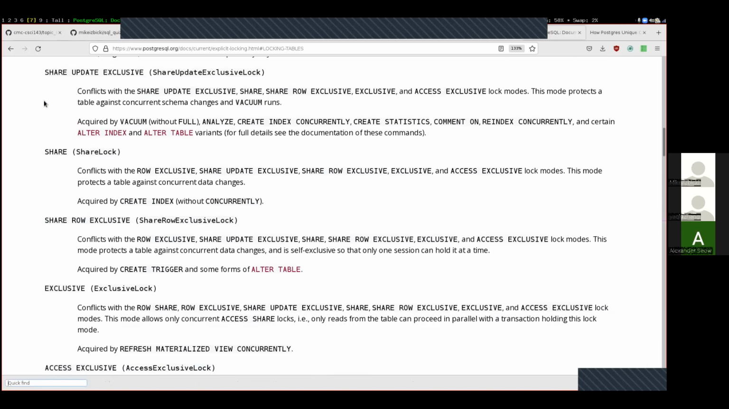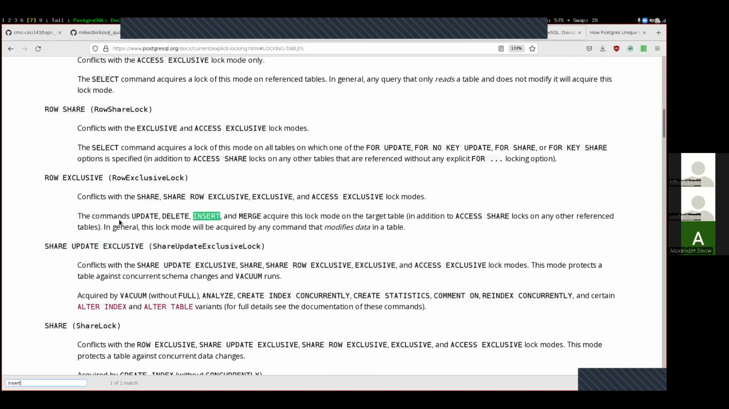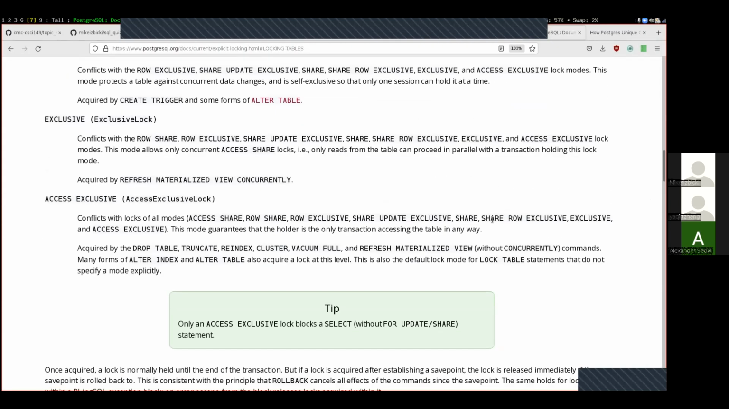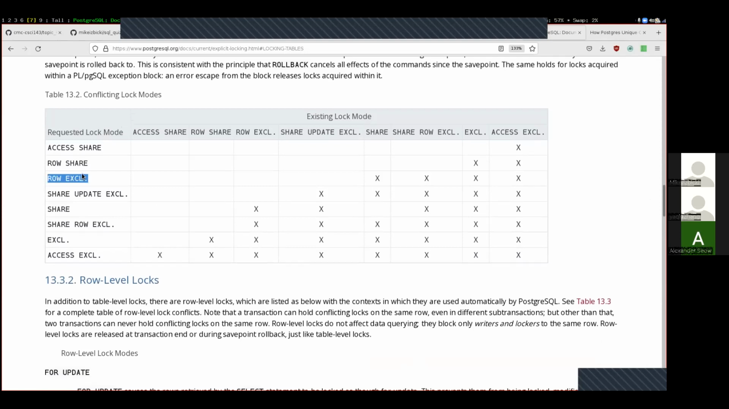In this case, we're looking for the insert command, so I'll do a slash and insert here. We can see that the commands update, delete, insert acquire this lock mode on the target table, the row exclusive lock mode. So whenever we run the insert command, it is acquiring a row exclusive lock on the table before actually running the insert command. Because line 4 right here is acquiring the row exclusive lock, and we already have an access exclusive lock, we'll go back down here to our table about what blocks. We have our row exclusive right here. That's the lock that we are requesting. Come over here until we find access exclusive, and we see that it's blocking with access exclusive. And so that's why we're blocking.